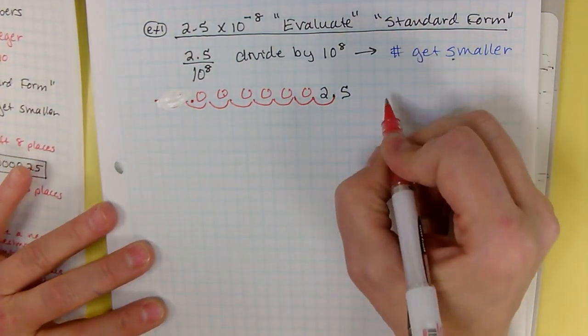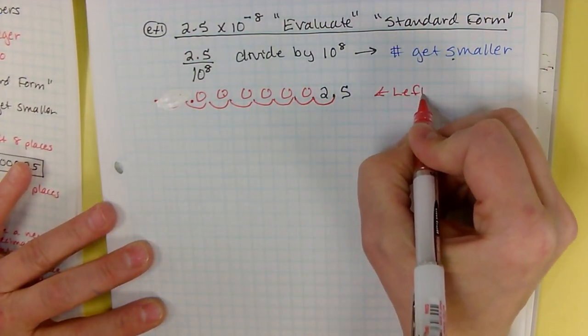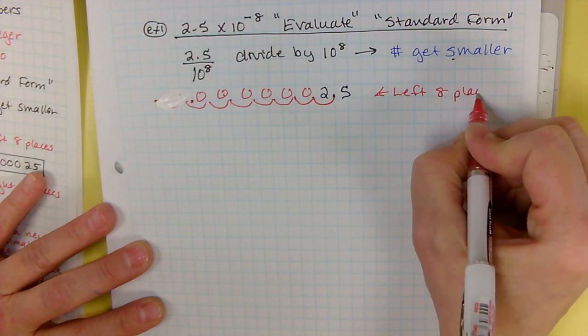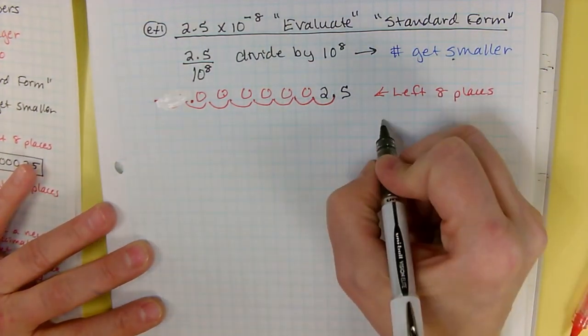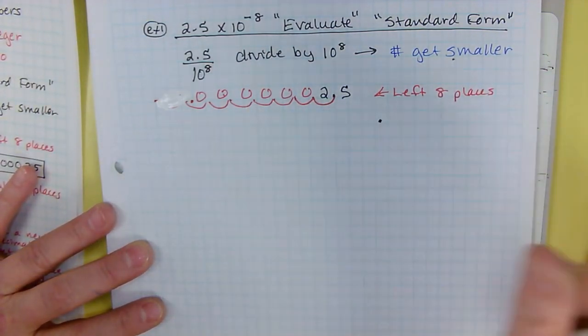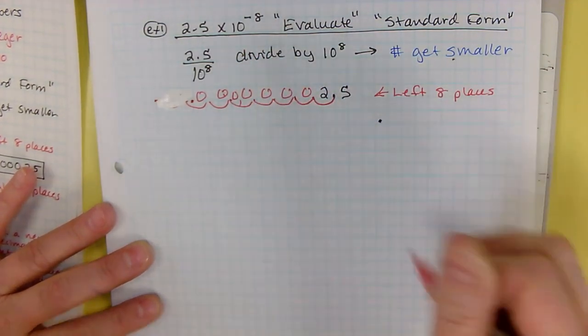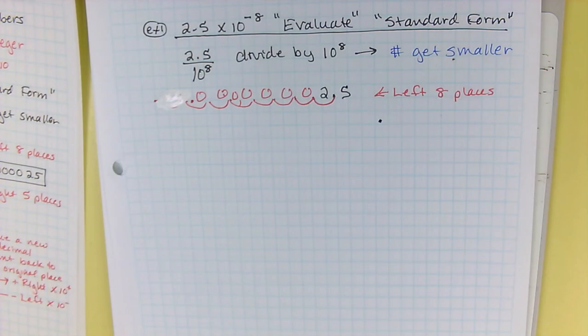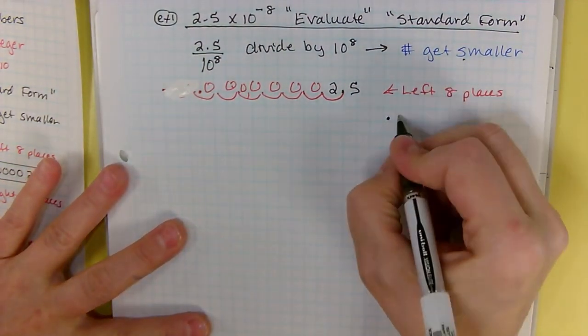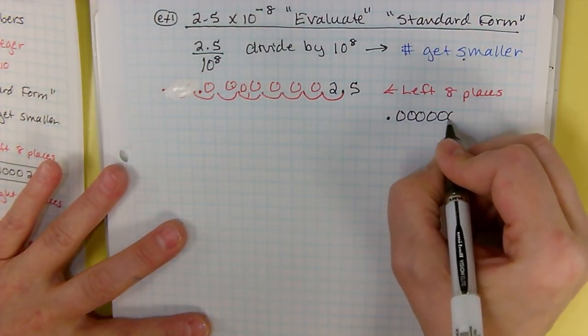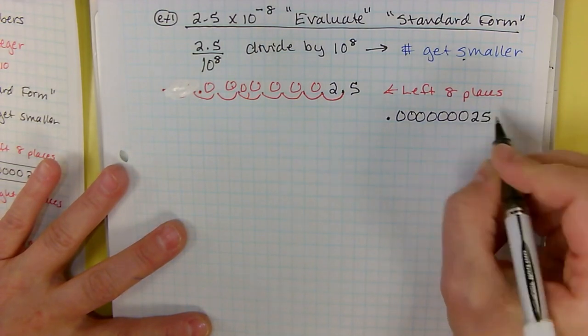So to make the number smaller, we went left 8 places. So our number is, and it should have, I did it again. I erased a 0. Sorry. It should have 7 zeros on it. I've got to put my glasses on. So 1, 2, 3, 4, 5, 6, 7 zeros and a 2.5.